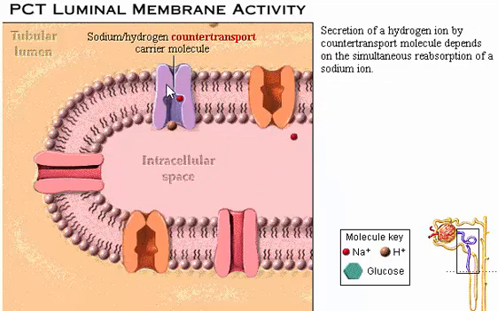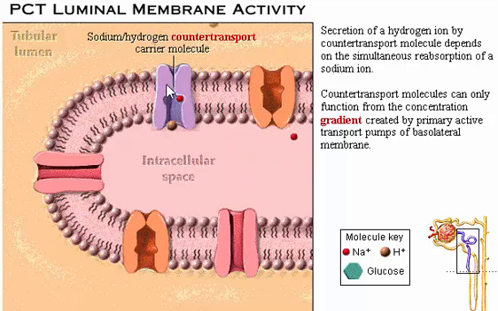The countertransport or antiport carrier molecule carries a sodium ion into the cell and in exchange secretes a hydrogen ion into the filtrate. Here in the PCT, this activity is dependent on the movement of a sodium ion down its concentration gradient from high extracellular to low intracellular concentrations. This is an example of secondary active transport driven by the primary active transport of the basolateral membrane. The hydrogen ion being secreted here is generated in the cell for acid-base balancing purposes.